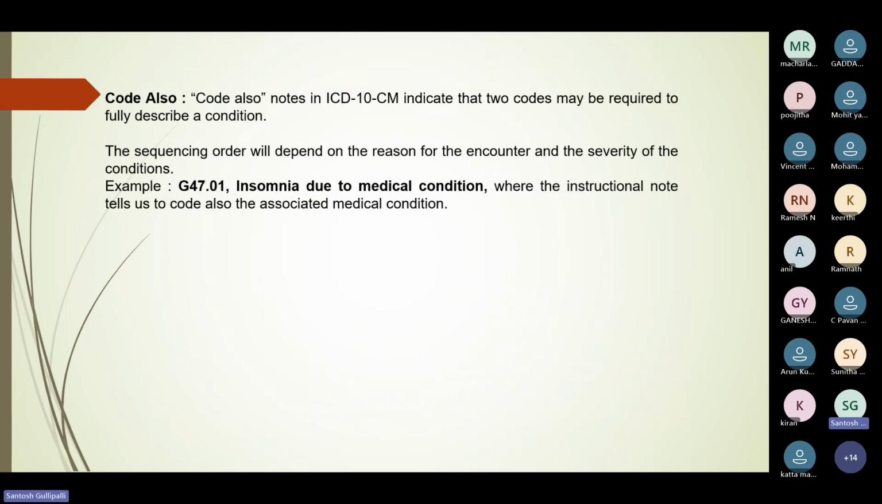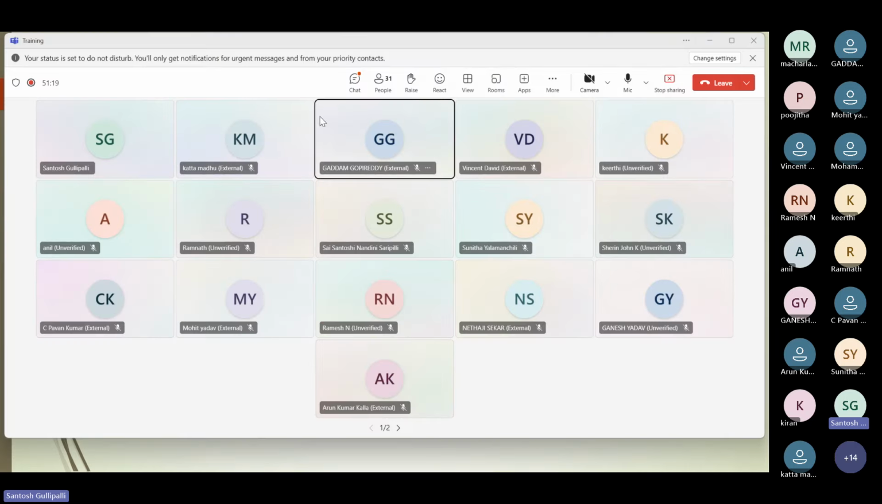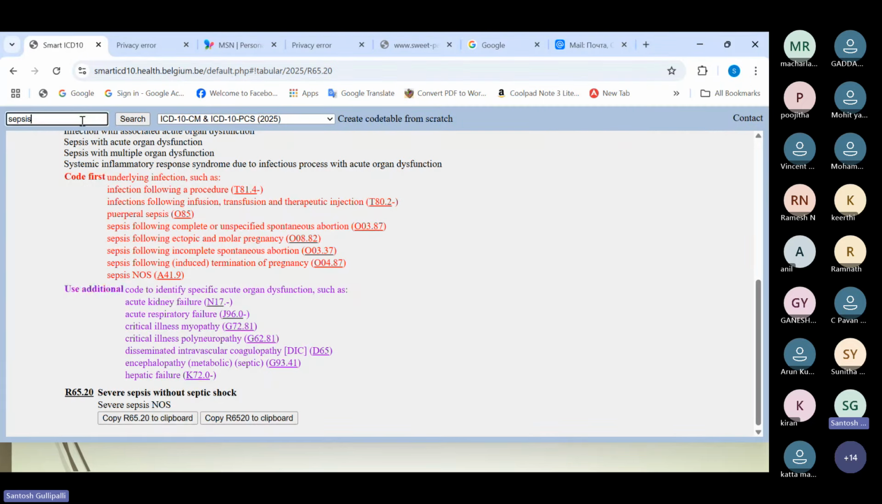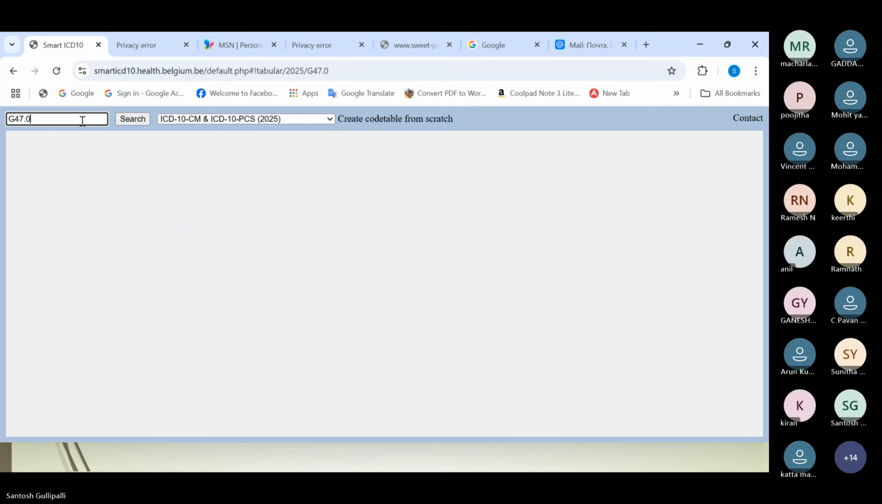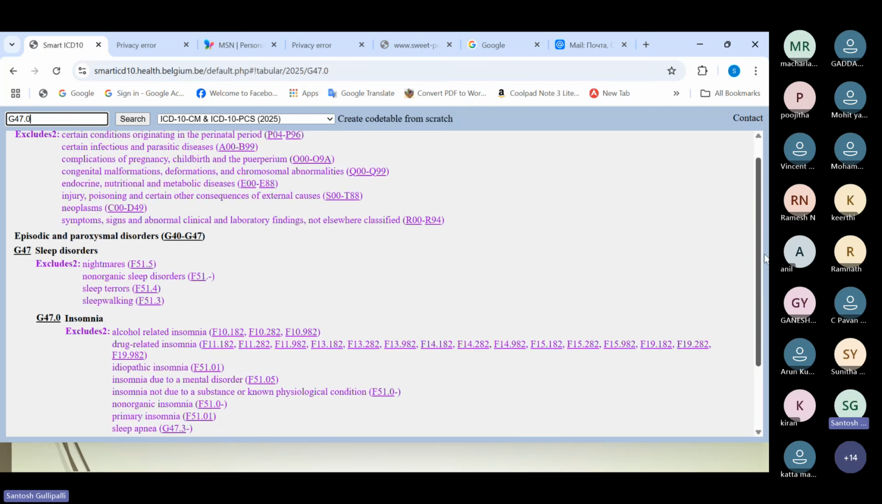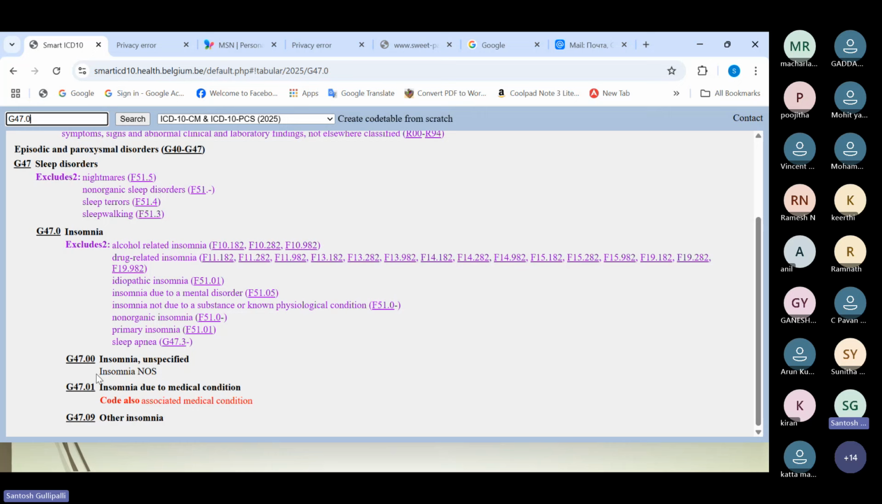Code also notes in ICD-10-CM indicate that two codes may be required to fully describe a condition. For example, insomnia due to medical condition. The instruction note is, for example, in G47.01. G47.01 means insomnia due to medical condition, so they instruct to code also the associated medical condition. For example, insomnia due to dehydration.